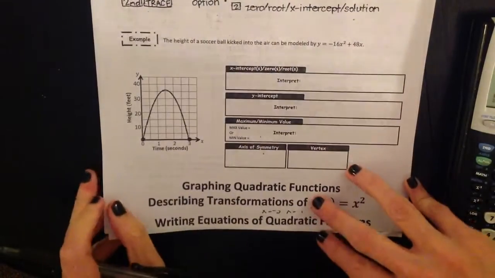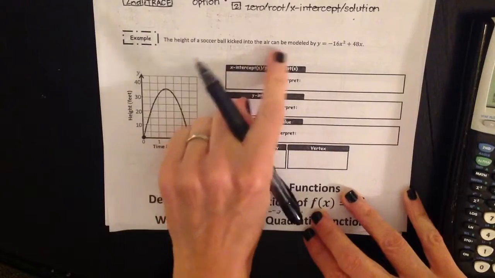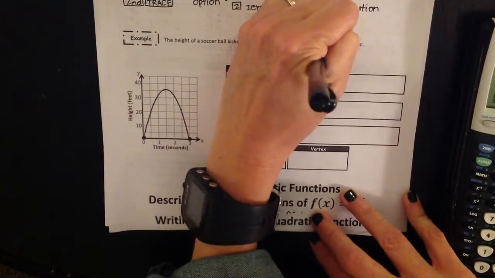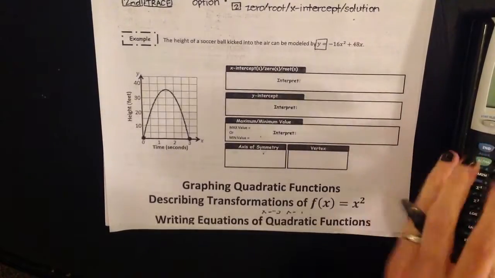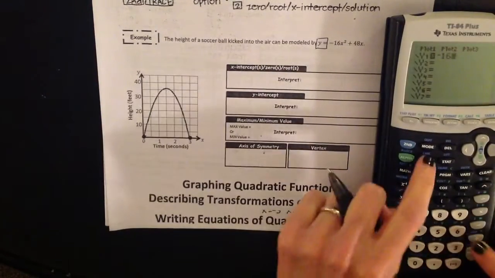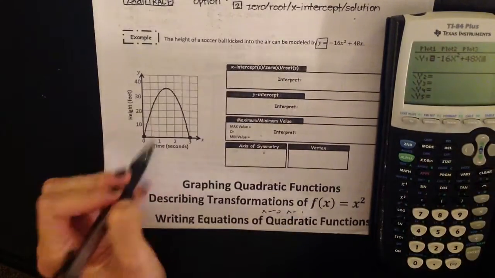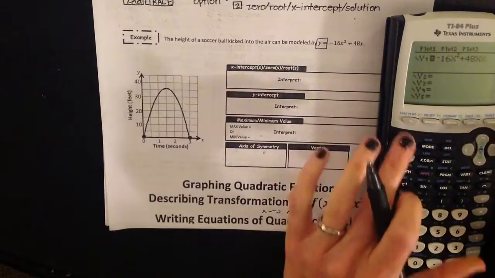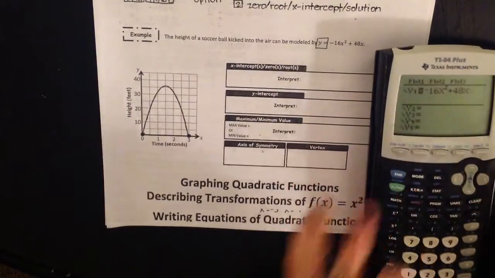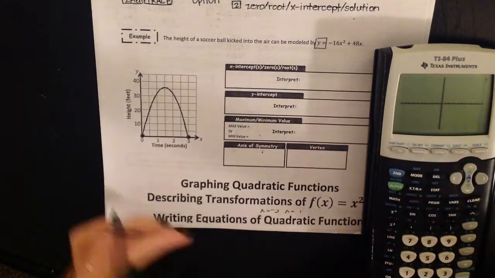Okay, now we're going to look at a word problem. So the height of a soccer ball kicked into the air can be modeled by y equals negative 16x squared plus 48x. So we can actually type this into our calculator. And we also have a picture here, so we could also get information off of here if we wanted to. But I'm going to practice in my calculator because that's what I want you guys to do. So I'm going to go ahead and hit graph. I'm going to have to zoom out.